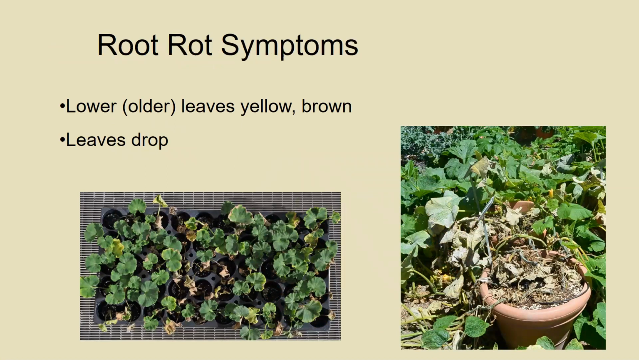Another common symptom with root rots is that those oldest lower leaves turn yellow, then they turn brown and drop off, and that's exactly what's going on in these two pictures, in the flat of geraniums on the left and in the cucumber on the right.